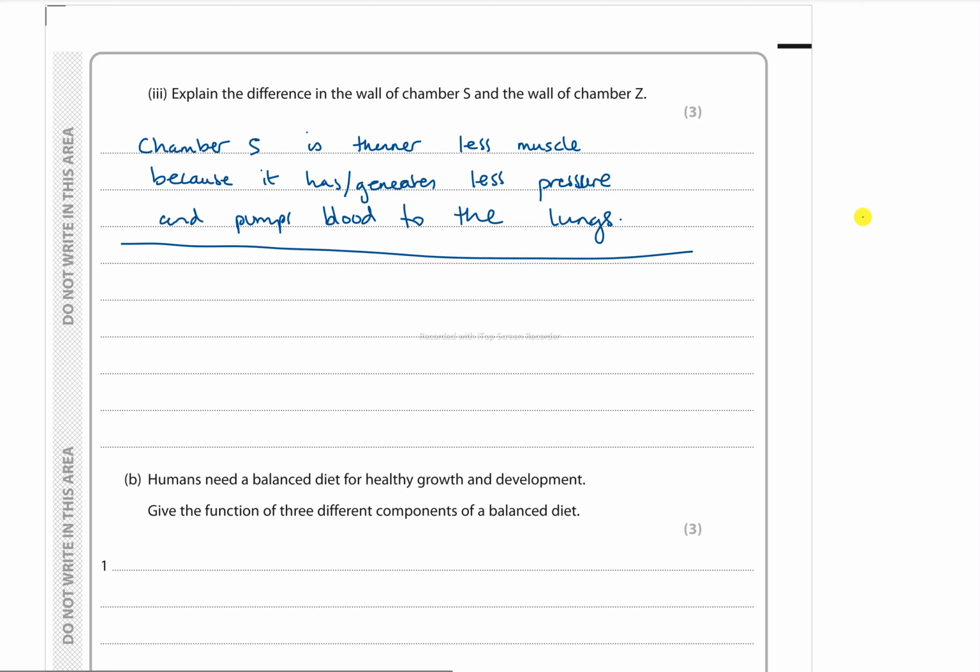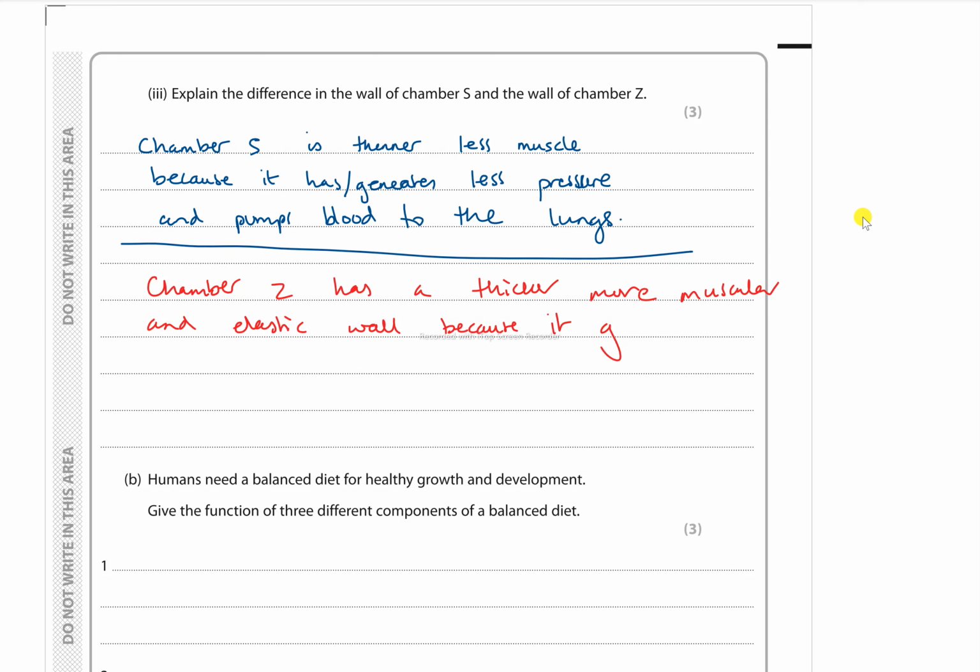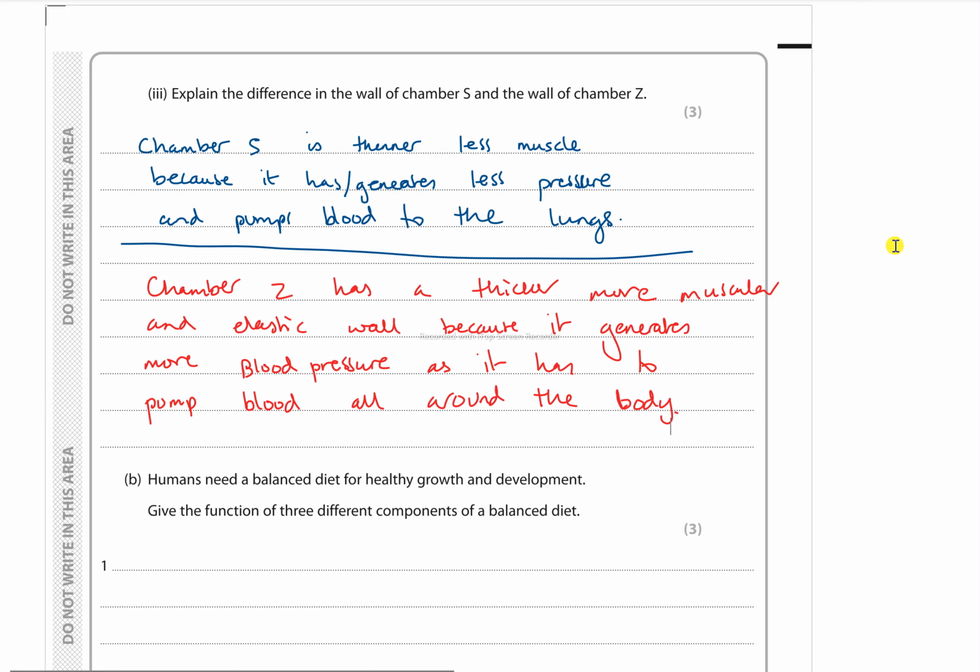You can do it the other way. You could turn around and say chamber Z has a thicker, more muscular and elastic wall because it generates more blood pressure, as it has to pump blood all around the body. Okay.